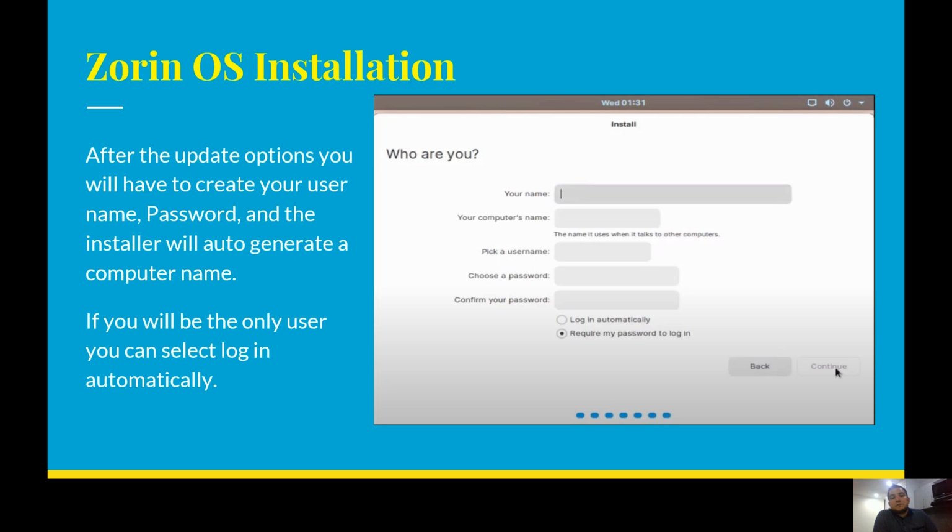Here is the user that you will add on the installation. I put our names, Victoria, Oscar, and Ian. It will automatically generate a computer name. You can choose your username and then a password. And you can log in automatically, if it's your own machine, or you can request a password, if many users are using that specific machine.